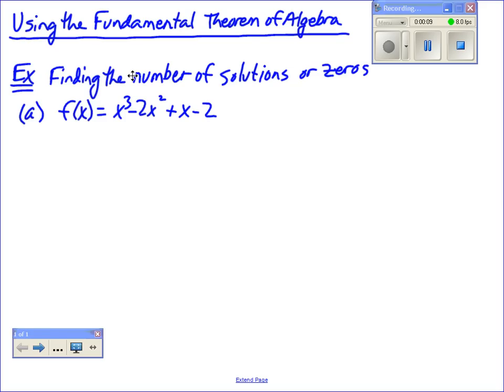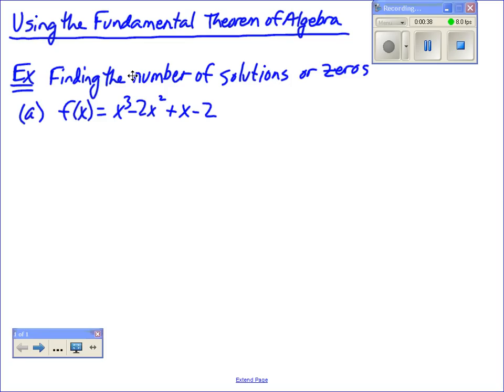Now, the fundamental theorem of algebra was first proved by a guy named Carl Friedrich Gauss in the 18th century, and it states if you have this polynomial f of x equals x cubed minus 2x squared plus x minus 2, and your degree is greater than 0, which it is, this degree is 3, then you have at least one 0 in the complex number system.